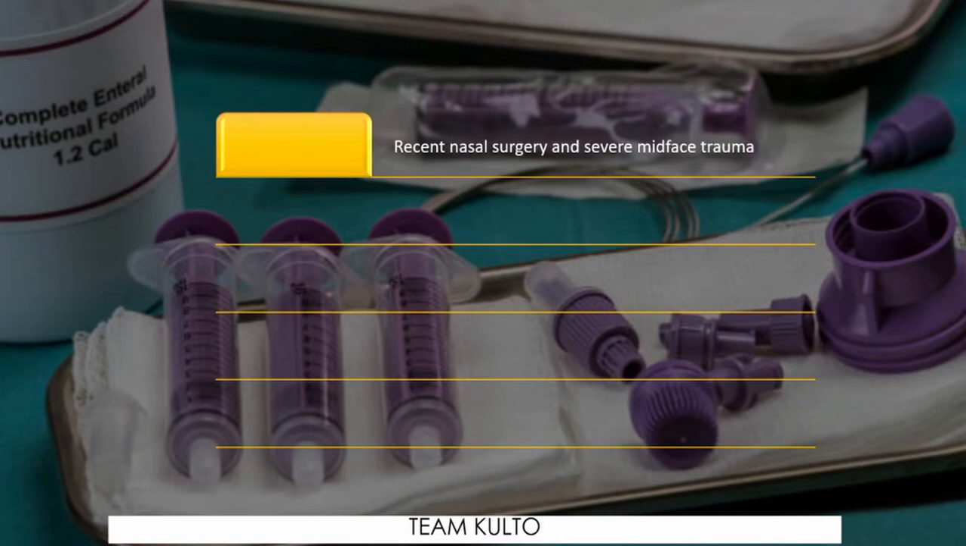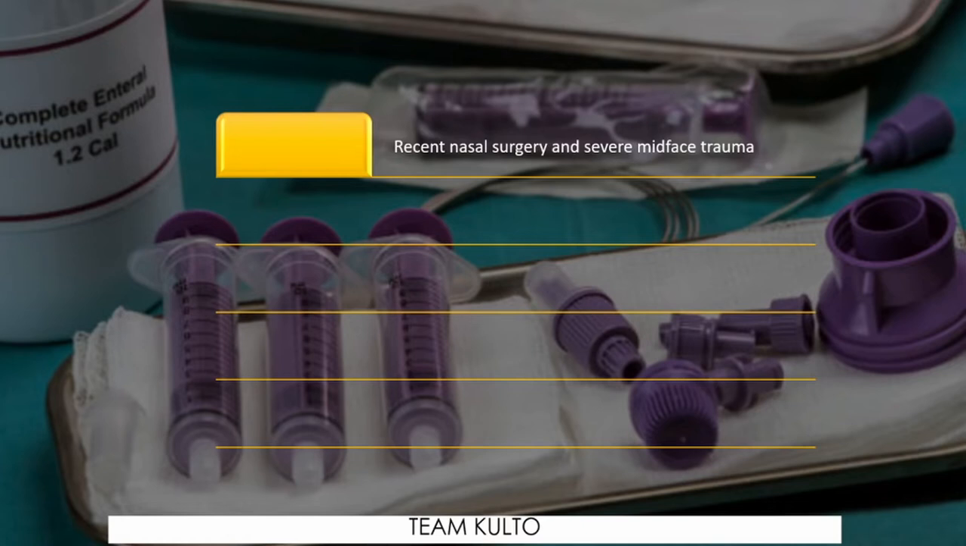Bakit kaya? Syempre itong ilong mo ang portal of entry mo, dito ka mag-access. Kung may trauma dyan, mapapasok mo ba yung tube, hindi. Now, these are the absolute contraindication for NG intubation due to possibility of inserting the tube intracranially.